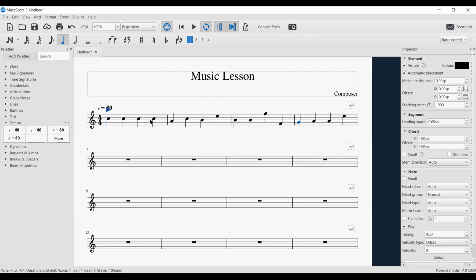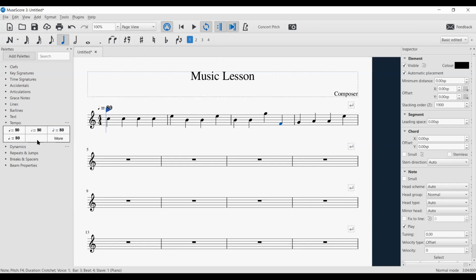Can we still hear this? Can you still hear me and hear the sound? Hello, are we still there? Yes, we are. Okay, that's good. So we're going to demonstrate the slurs and the ties.